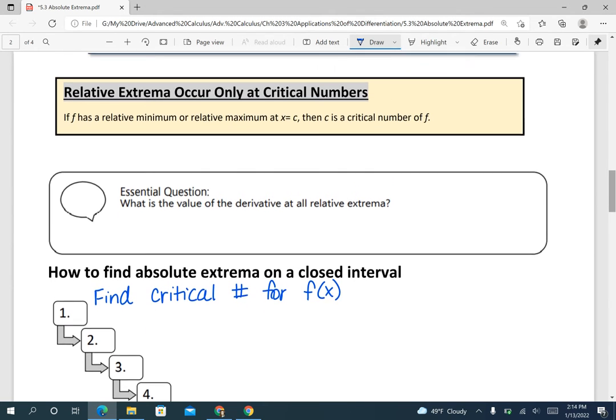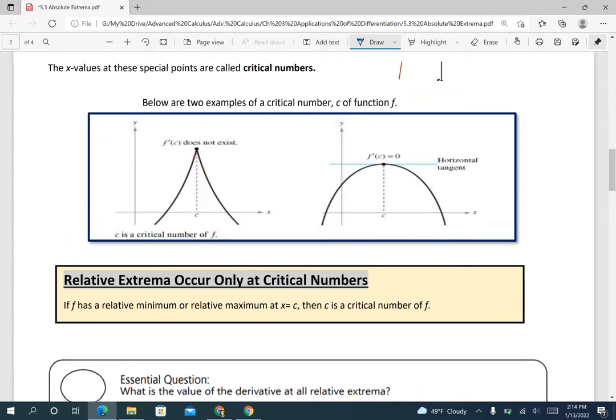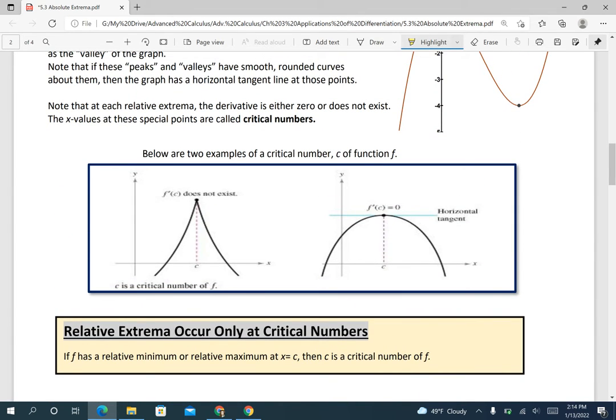Find a critical number for f of x. Well, what's a critical number? A critical number is where the derivative is 0 or it does not exist. And if we look at that graphically, it would happen right here, because if there's a smooth curve and we see a peak or a valley, you can see that there would be a horizontal tangent line. But if there's a cusp, the tangent line would be vertical.